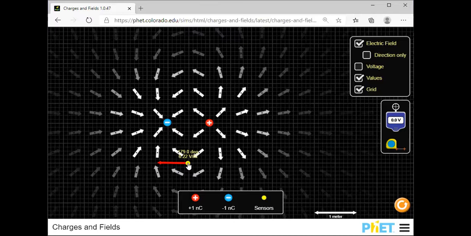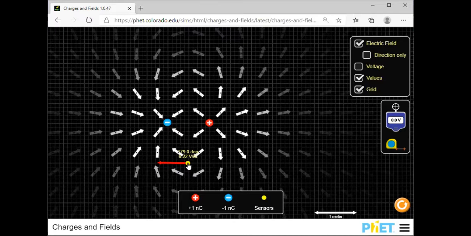All right, the last page is just an overall summary of what you saw. I'll just read it. Number 21: summarize what you observe about the magnitude and direction of the electric field from a single point charge. In particular, how this electric field depends on distance from the point charge.